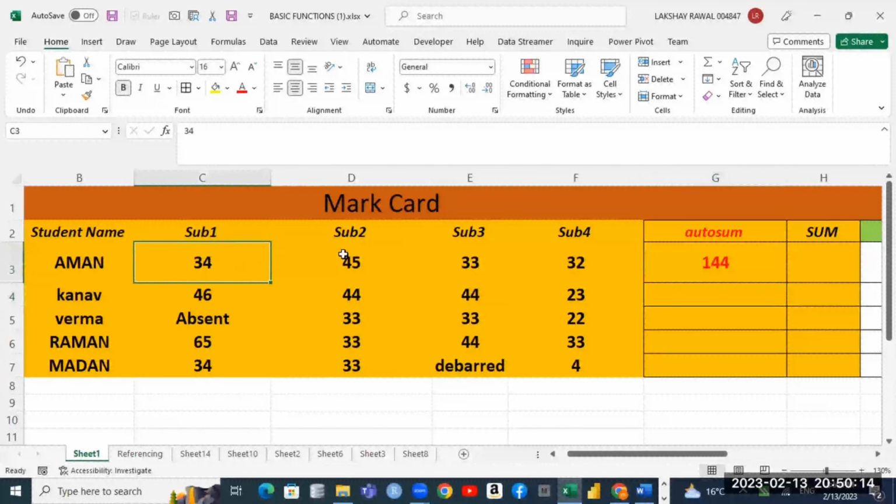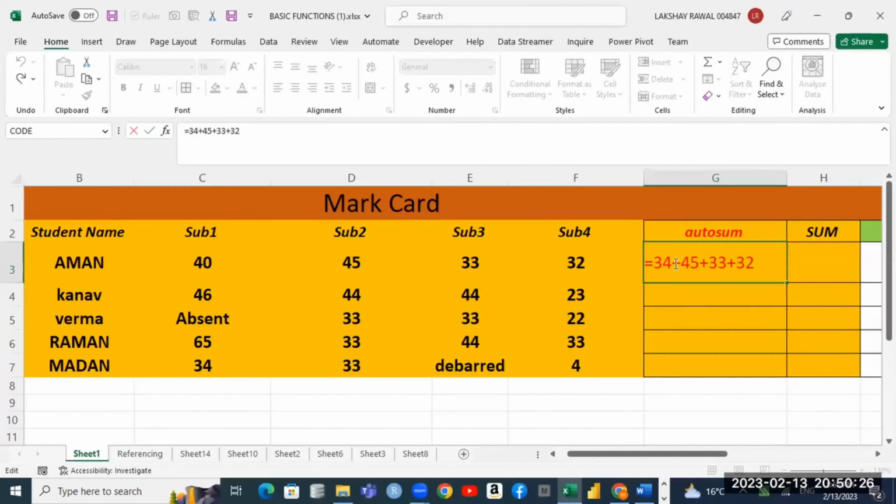The only problem in using these constant values is that if I change, suppose, this mark from 34 to 40, you will see that 144 remains 144. It is taking 34 only, but his marks have been changed to 40 now, maybe because he has given some rechecking.